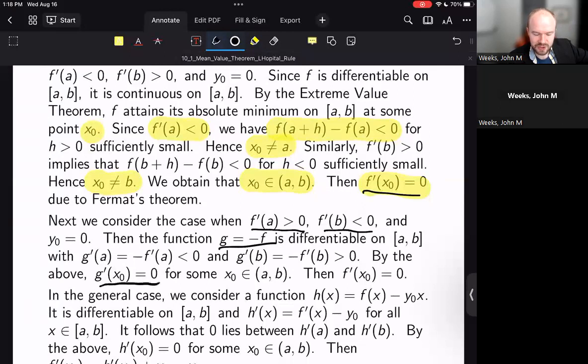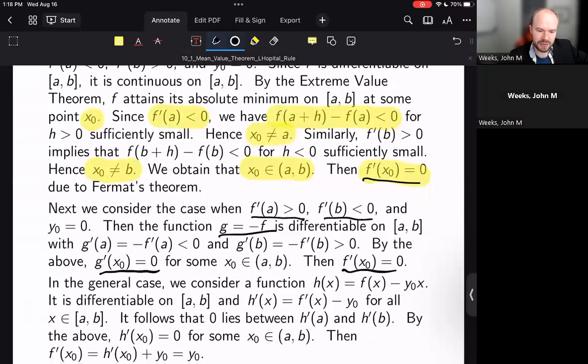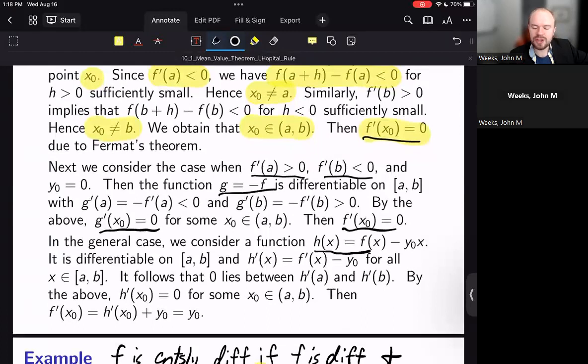At the end of the day, we are still finding a point where g prime of x naught is equal to 0. And since one is just the minus of the other, f prime of x naught is equal to 0. And in the general case, we just need to find a way to make our derivatives work the way we want them to. And in order to do that, we're going to subtract something from a general function in order to get us into this case.